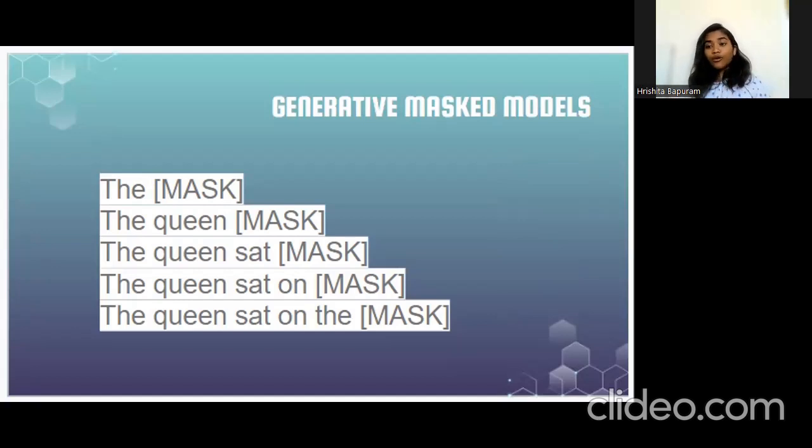Now you'd see the throne is probably the most likely word. So then it's a stick to that sentence. So therefore, by using these masked language models, we can train the network to become better at understanding and generating these sequences of words, and it learns to make intelligent guesses based on the context and the available options that it has.